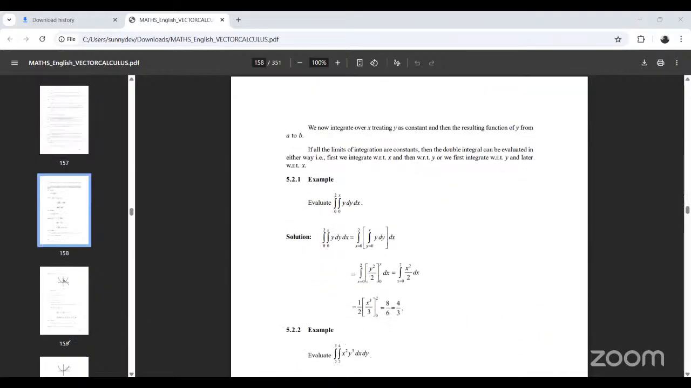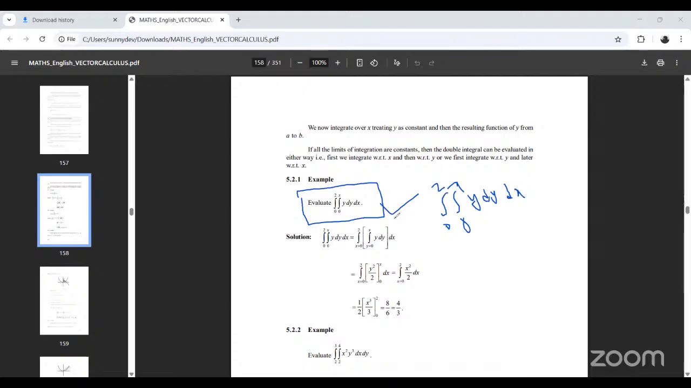So let's see one problem. Here the important thing: when you are doing the integration with y, we take x as a constant, and when you are doing the integration with x, we take y as a constant. Now see here, the double integration from 0 to 2 and 0 to x of y dy dx. Yes, no? So y dy dx.